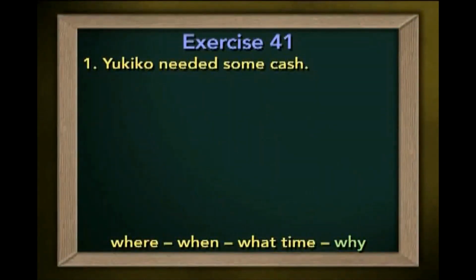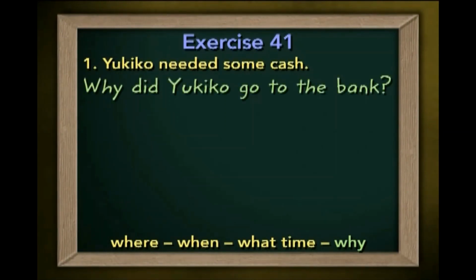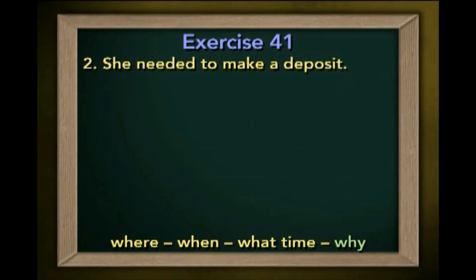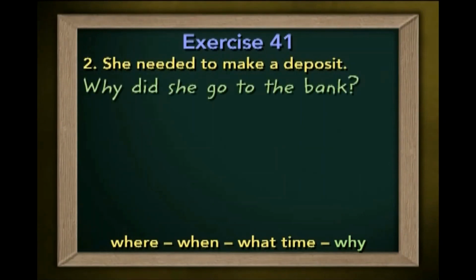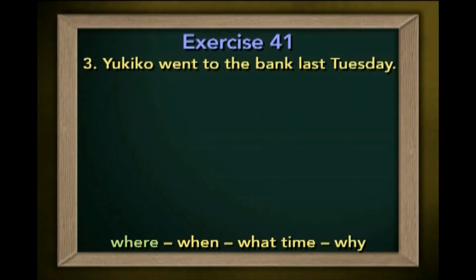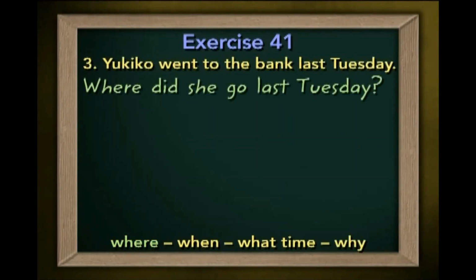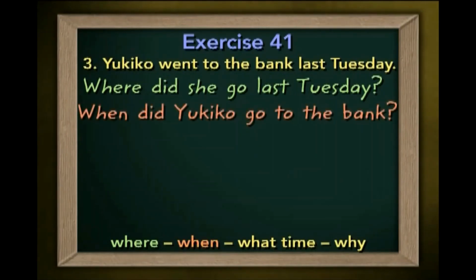Let's review that exercise about the bank passage. You saw Yukiko needed some cash, and you wrote the question, why did Yukiko go to the bank? Then you saw she needed to make a deposit, and you wrote, why did she go to the bank? Okay. And then Yukiko went to the bank last Tuesday. You wrote, where did she go last Tuesday? Or you may have written, when did Yukiko go to the bank? Tuesday.